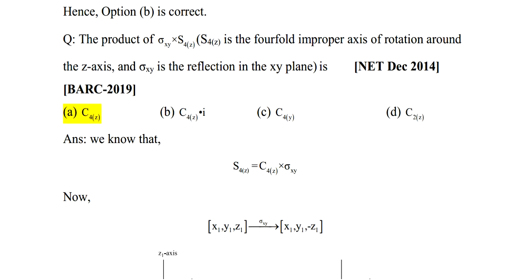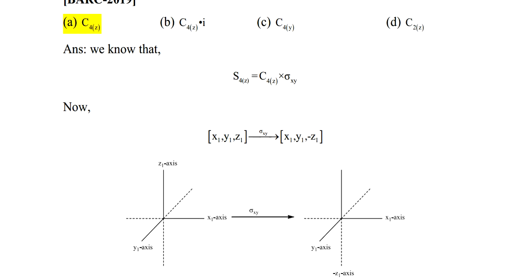Next question is the product of sigma xy into S4Z. S4Z is the fourfold improper axis of rotation around the z axis, and sigma xy is the reflection in the xy plane. This question comes from NET December 2014, and a similar question was asked in BARC 2019. If you have done it, please check it out. Let's see. S4Z can be written as C4Z into sigma xy. We have already discussed this.